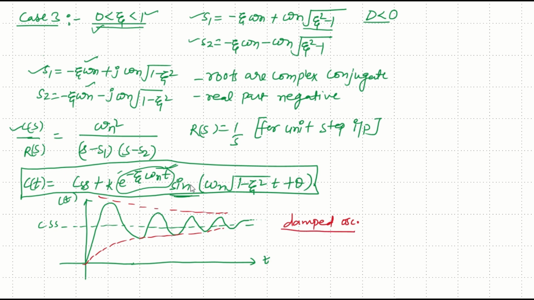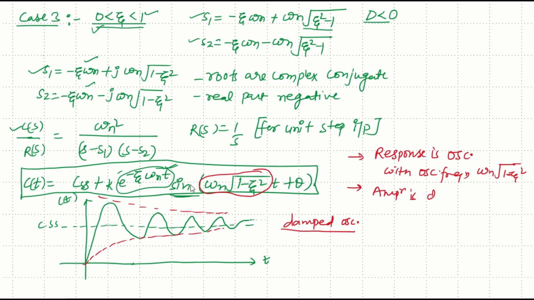So the response is oscillatory. Let me summarize this case. The response is oscillatory with the oscillating frequency omega n square root of 1 minus zeta square, but the amplitude is decreasing. So we get damped oscillations. Such oscillations are known as damped oscillations with the damping frequency omega d, which is given by omega n square root of 1 minus zeta square.